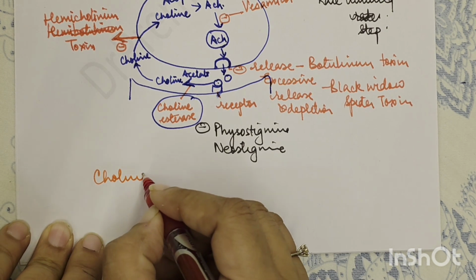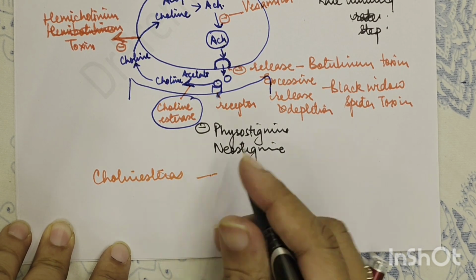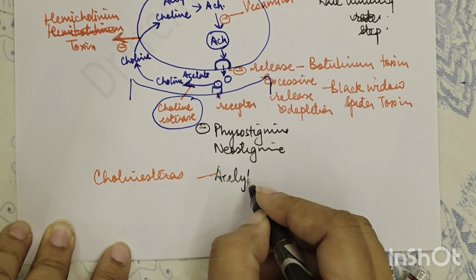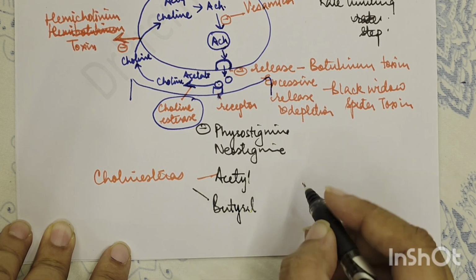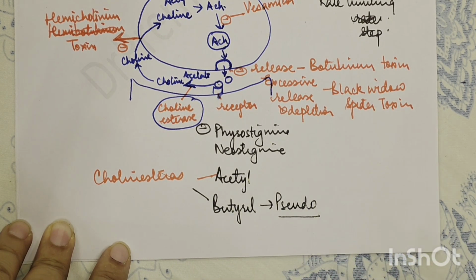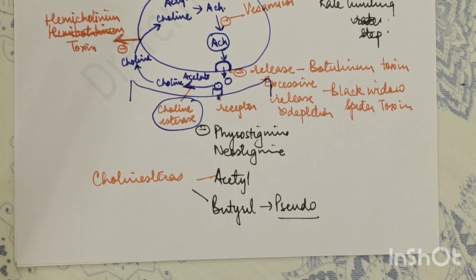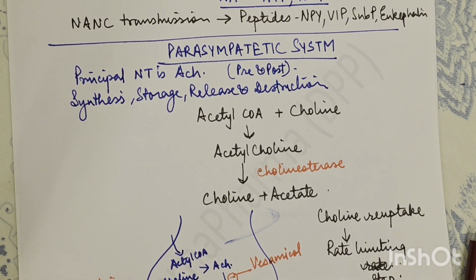Now just remember, cholinesterase is of two types. One is acetylcholinesterase and one is butyryl cholinesterase. It is also called pseudocholinesterase. It basically slowly hydrolyzes acetylcholine, and has different properties from acetylcholinesterase, right? Coming to the next part.